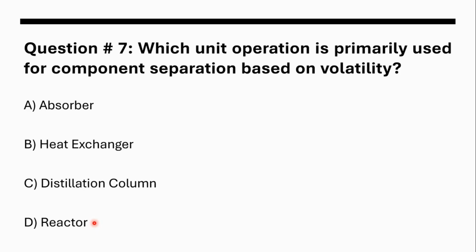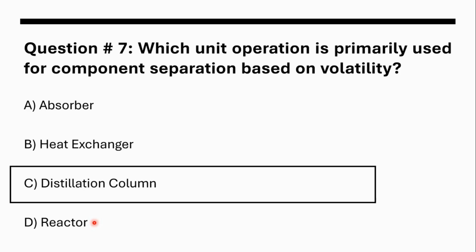Reactor does not involve volatility separations, or rather a reactor is not a separation equipment. Heat exchanger is not a separation equipment. Absorber is, yes, but again it does not operate on volatility. Our correct answer is C, distillation column.